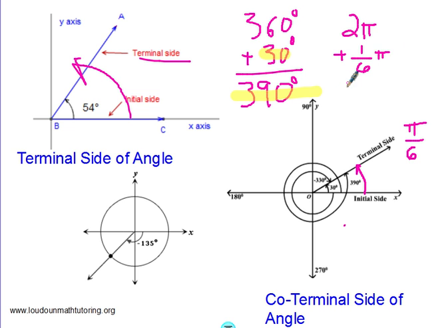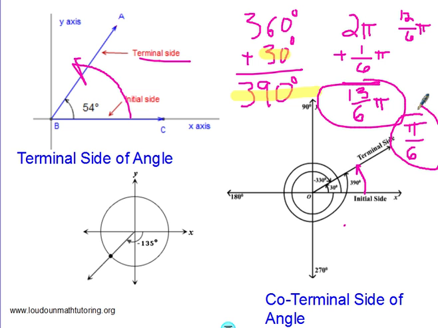Add those together. Well, we've got some fraction math to deal with. We don't have common denominators. So we're going to turn a 2 into 12 over 6 pi plus our 1/6 pi. That will give us our, excuse my writing, I'm still working with a mouse, which I'm not good with writing with a mouse. 13 over 6 pi, or 13 pi over 6. Same thing. So 13 pi over 6 and pi over 6 are coterminal.